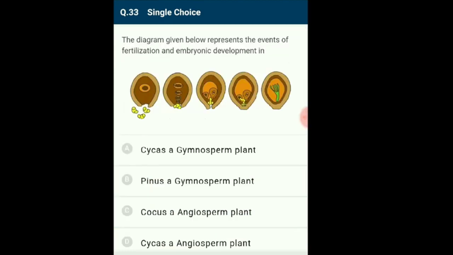Question number 33. The diagram given below represents the events of fertilization and embryonic development in... The winged pollen grains are a characteristic feature of Pinus, a gymnosperm plant. The diagram represents the pollination by anemophily, syngamy, fertilization and formation of the embryo. So the answer for this question is option B, Pinus, a gymnosperm plant.